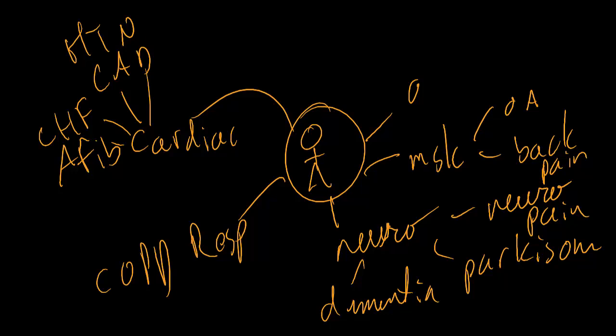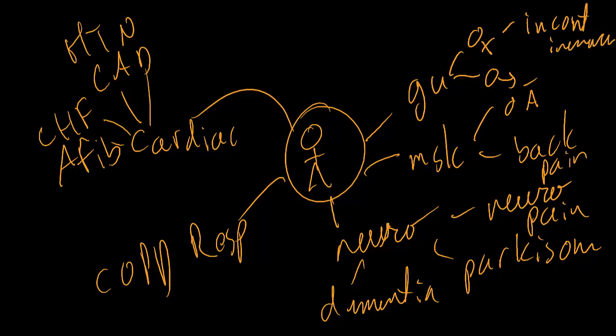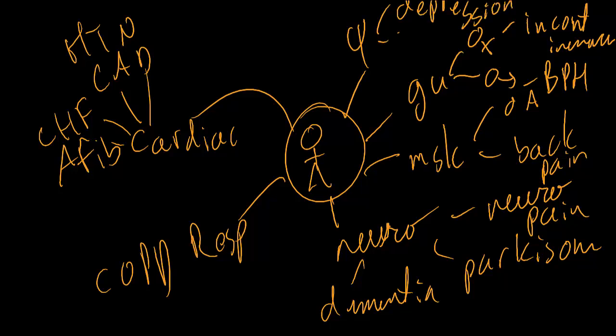In terms of genitourinary issues, women and men have different things. Women will generally have some type of incontinence, and men will frequently have a large prostate, or BPH. Psychiatric conditions are quite common in the elderly as well. Typically there's depression, anxiety, and often sleep challenges are quite common as well.